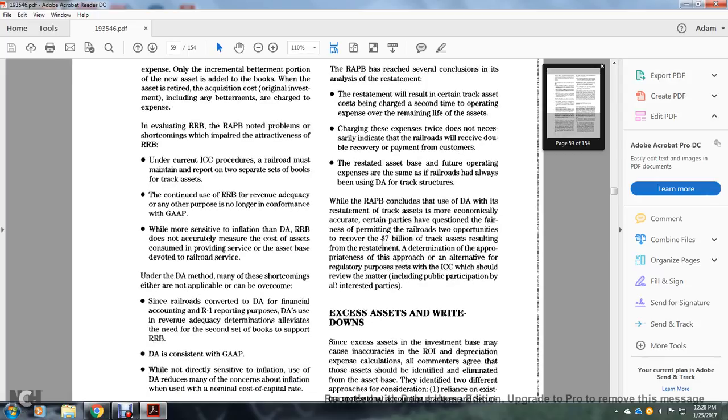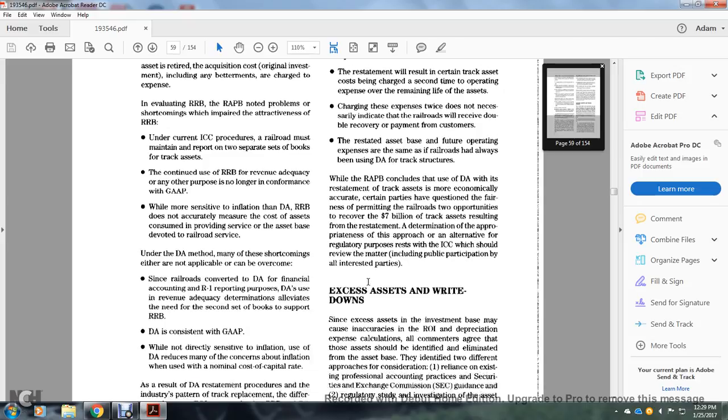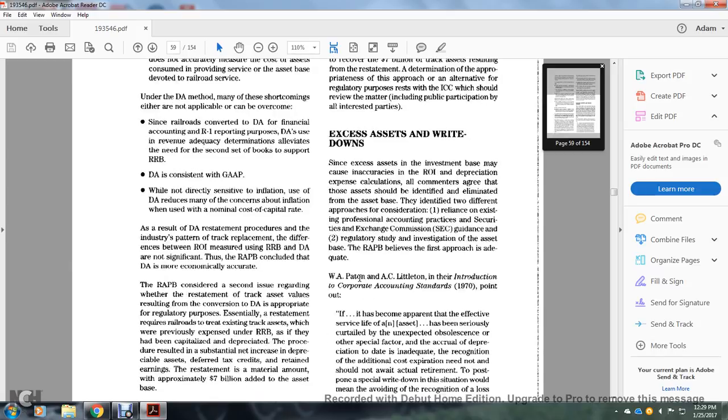The Railroad Accounting Principles Board concludes that the depreciating accounts with the reinstatement of the track assets are more economically accurate. With certain parts of the question of the fair part of permitting the railroads the opportunity to recover the sale of the billion tracks resulting from the reinstatement, the determination of the appropriate alternative regulatory purposes was referred to the Interstate Commerce Commission, which should review it with public participation by all interested parties.